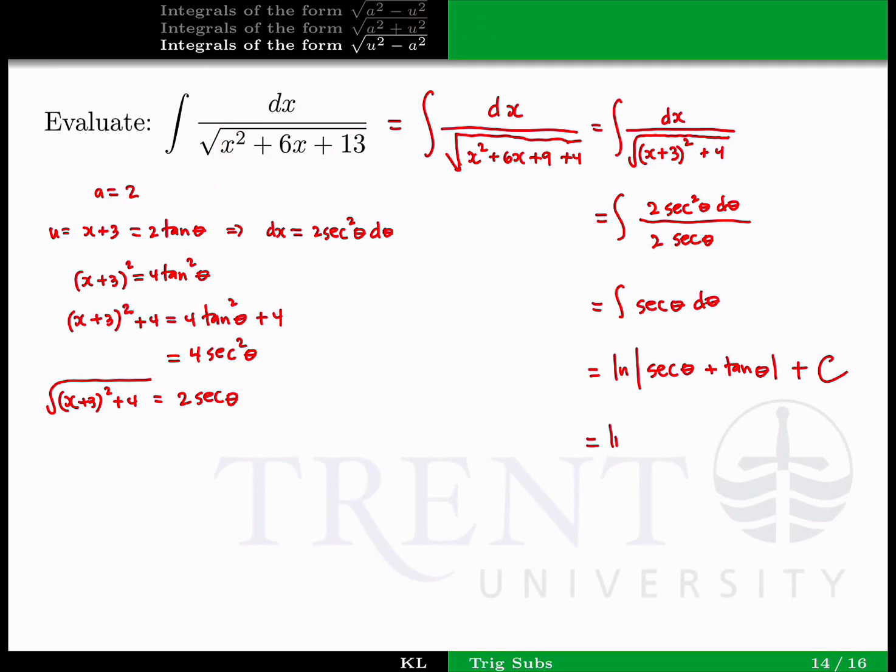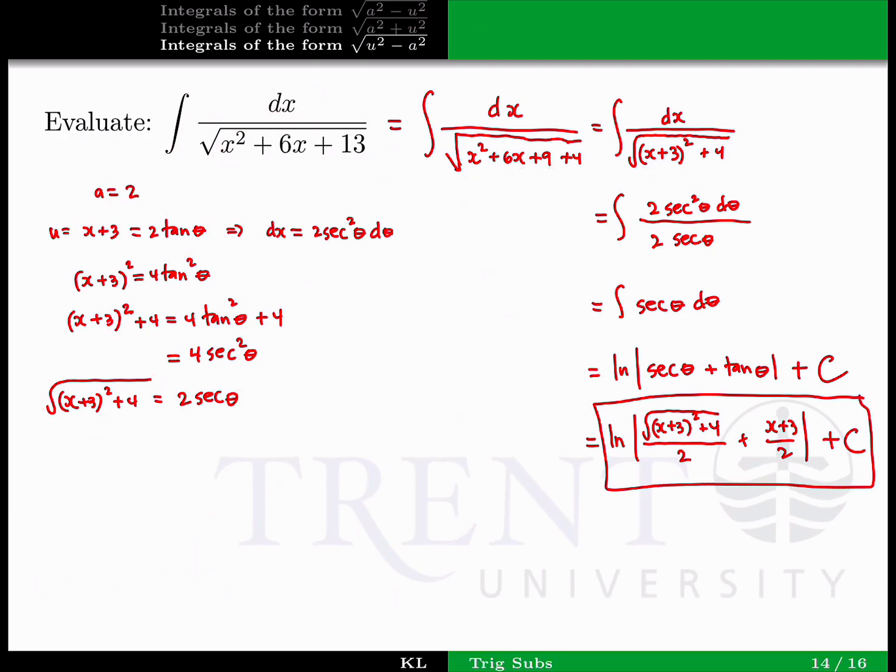So that we will have the final answer as ln absolute value of x plus 3 squared plus 4. Take the square root of this divided by 2. And by the way, for this one, you can write it as this one, since they're the same, right? Then tangent theta, it's x plus 3 over 2. And then the arbitrary constant. So this is the final answer.